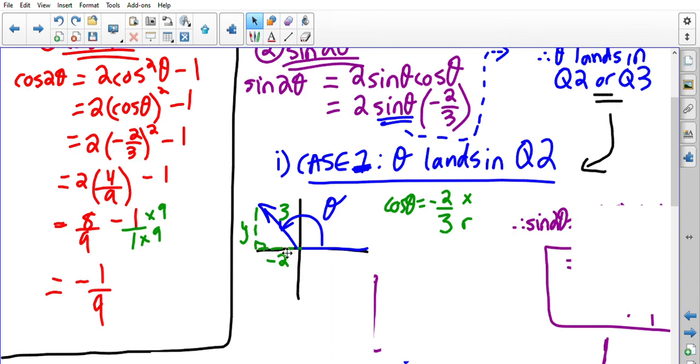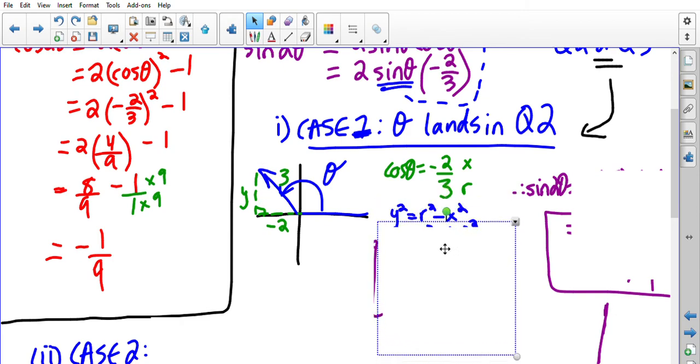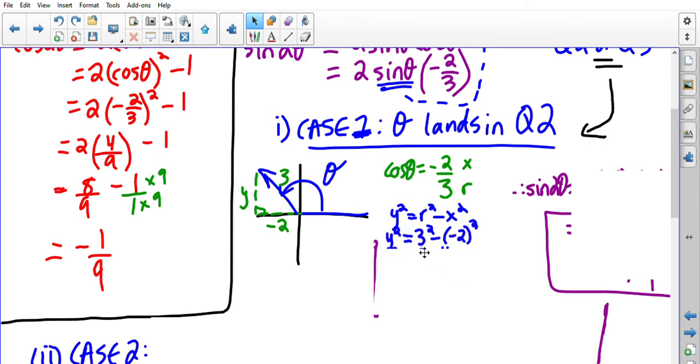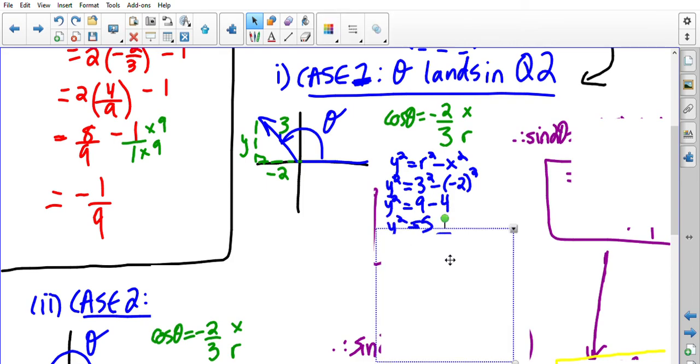All right, we don't have y, and we need y in order to find sine theta because sine theta is y/r. So let's do some calculating. We're solving for a leg of the triangle, so we're going to work with y squared equals r squared minus x squared. That is 3 squared minus -2 squared, so that's 9 minus 4. So y squared equals 5.